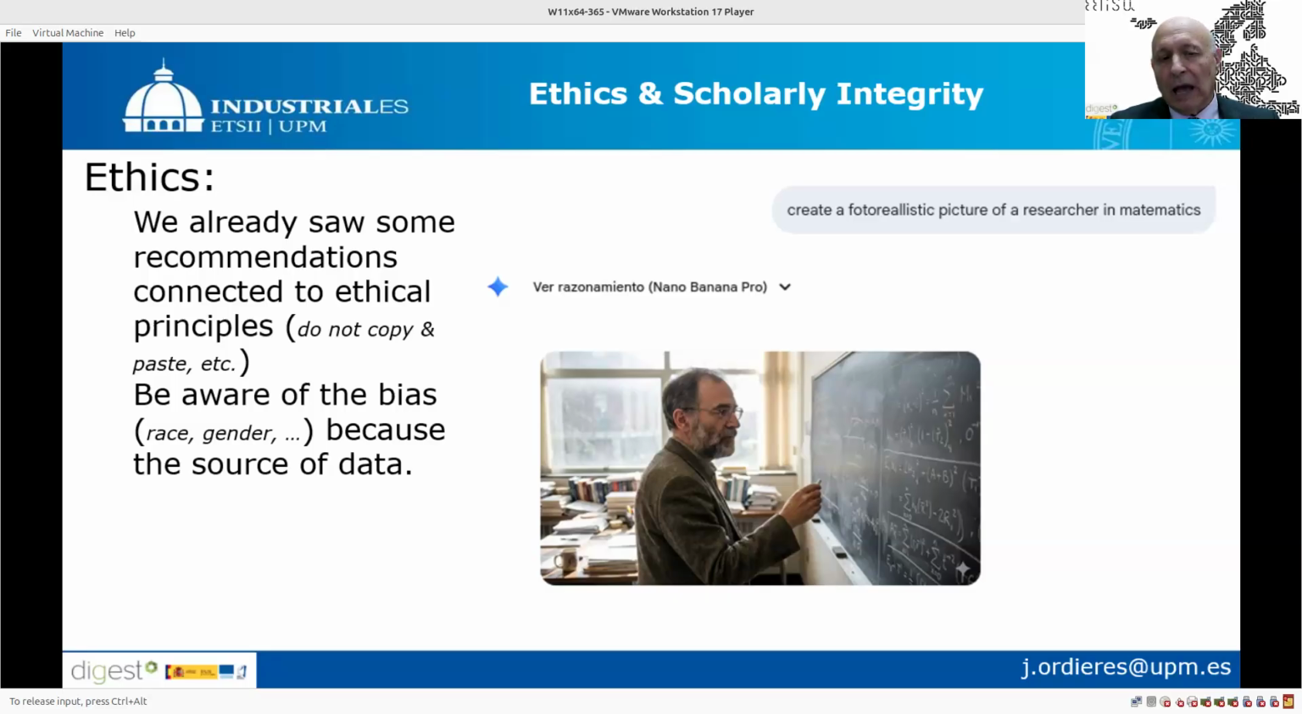And for sure, any bias happening based on what it reads for learning will be present in the outcome, in the answer. So for instance, I created an example for you to check, asking Gemini to produce a photorealistic picture of a researcher in mathematics. And then the outcome is kind of that one, a man, white, old, right? Which is basically the prototype from ancient history mathematicians.